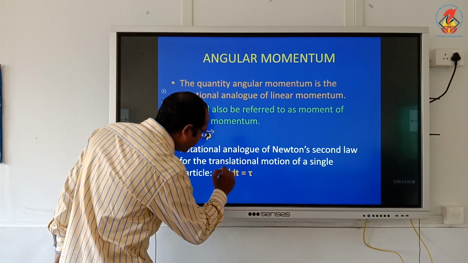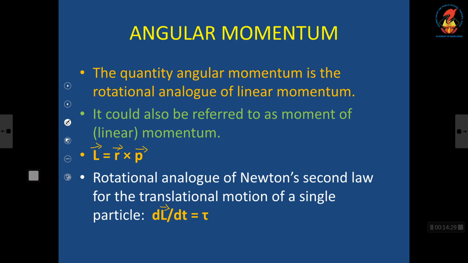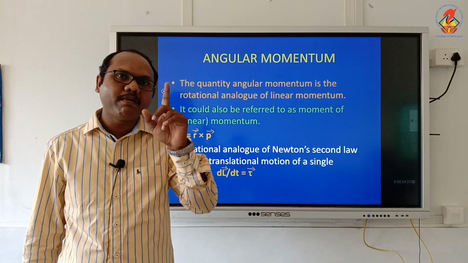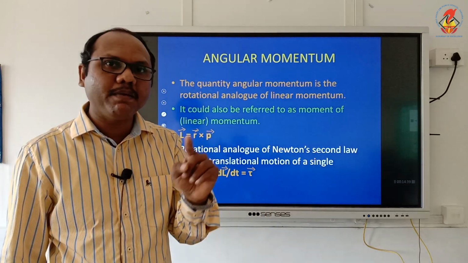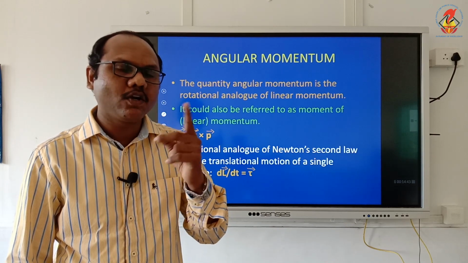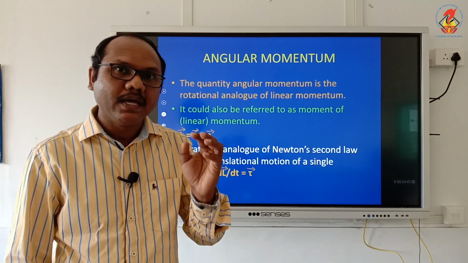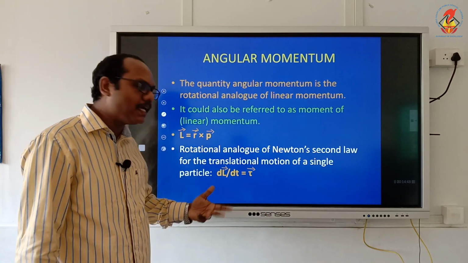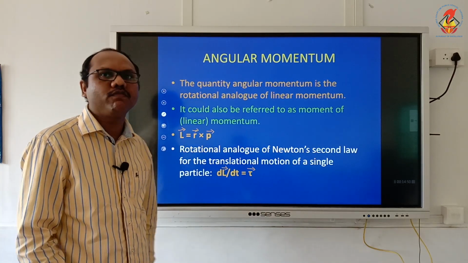Now, the rotational analog of Newton's second law of translational motion for a single particle, I can write as vector dL by dt, and that is called torque. dL by dt is called torque. So you remember, F is equal to dp by dt, that is Newton's second law.